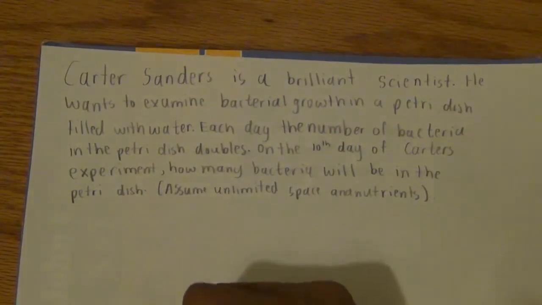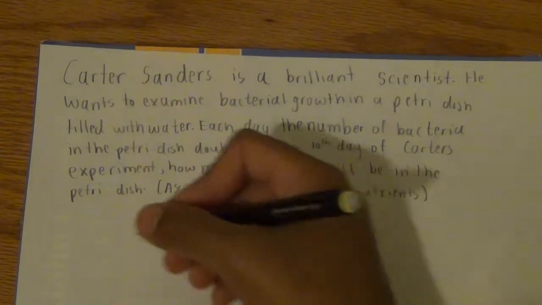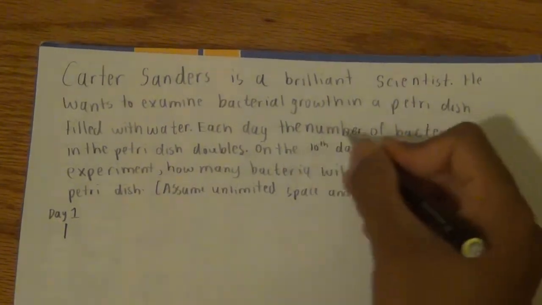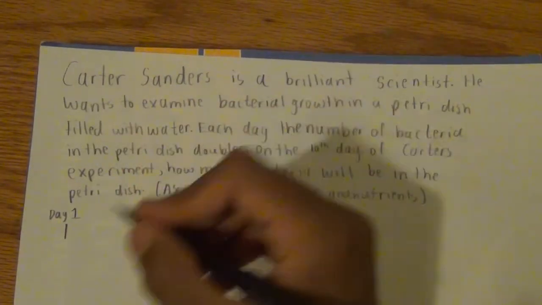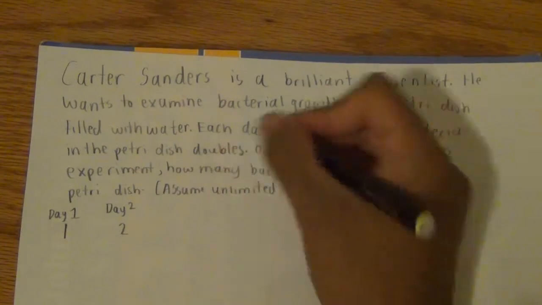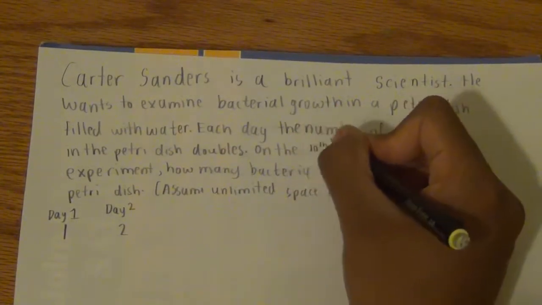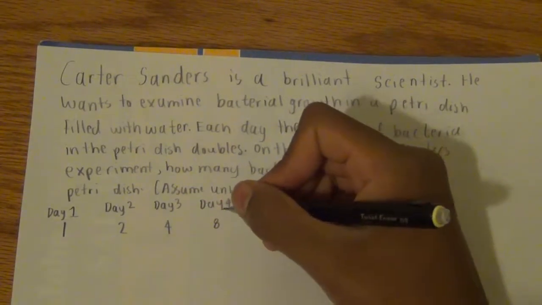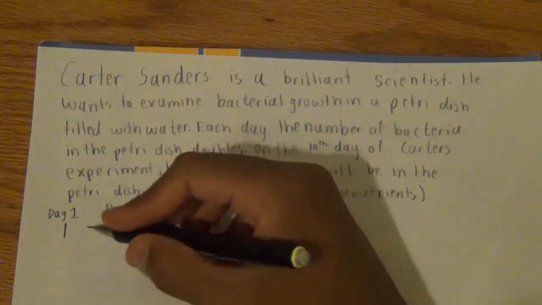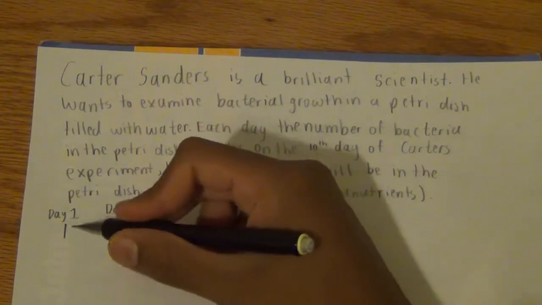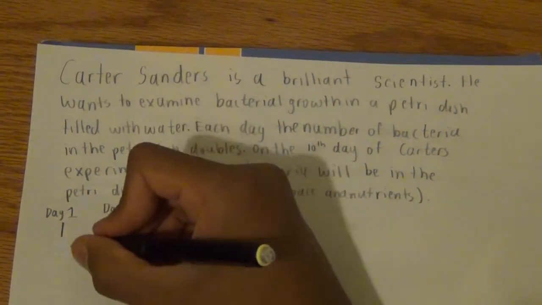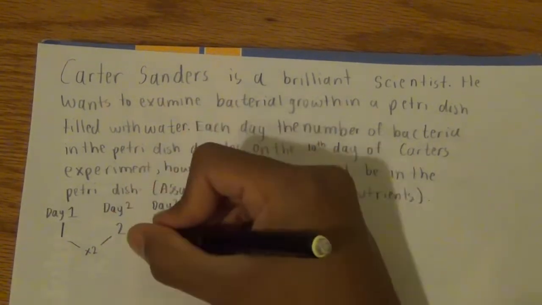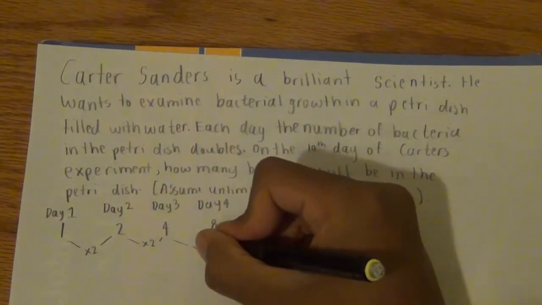We will start with 1 bacteria in the petri dish on day 1. On day 2, the number of bacteria in the petri dish will double. On day 3, again, the number of bacteria will double. Day 4, again, the bacteria will double. Soon, we begin to see that each day has a common ratio of multiplying the preceding term by 2. So to make this visual, times 2, times 2, times 2.